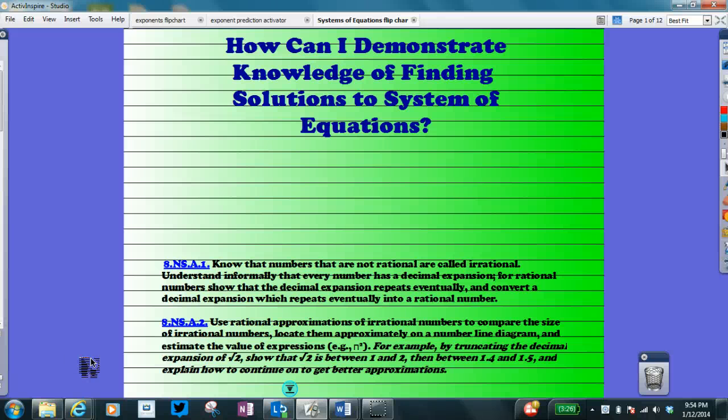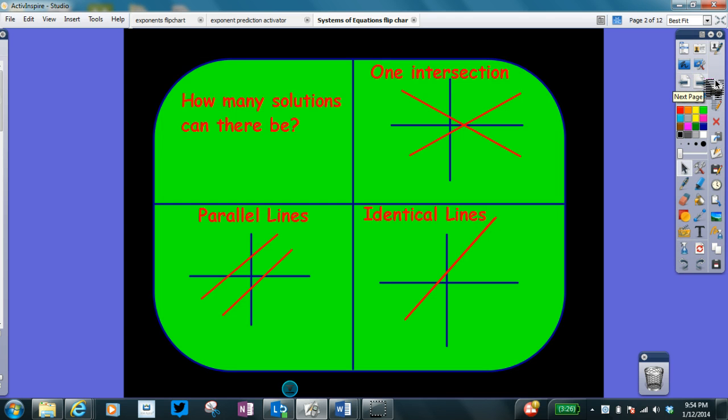We're starting a new unit on system of equations, and so your unit essential question is simply going to be: how can I demonstrate knowledge of finding solutions to system of equations? Alright, in part one of this, we're just going to cover a couple different things.